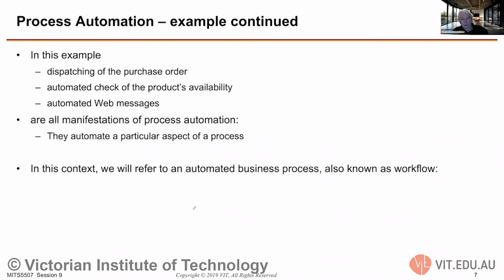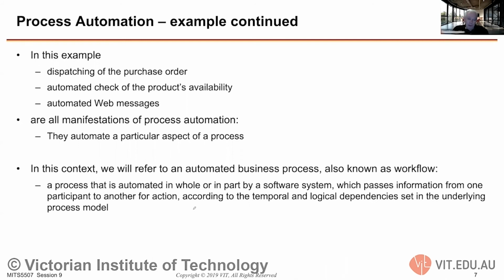So when we talk about automated business flow, we also talk about workflow. Workflow is an older term, but it's still very relevant in what we do. A process becomes automated either in whole or in part by a software system, and what the software system does is pass information from one participant to another for action. This is what workflow systems do.